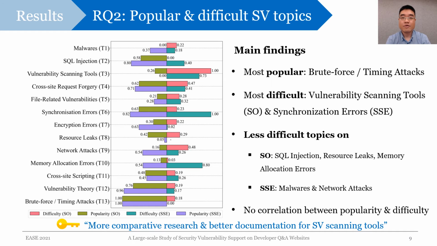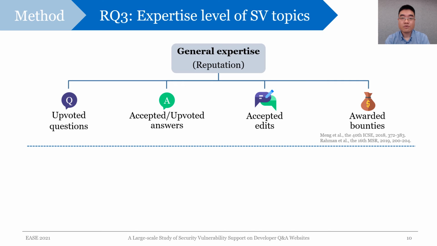In research question 3, we want to understand the role of users' expertise in answering vulnerability questions. Here, experts refer to the users who usually make useful contributions. First, we use reputation to quantify the general expertise, as reputation is achieved through appreciation and acceptance from the community, like getting upvoted questions, accepted answers, and awarded bounties. However, reputation isn't specific to any topic in the vulnerability domain.